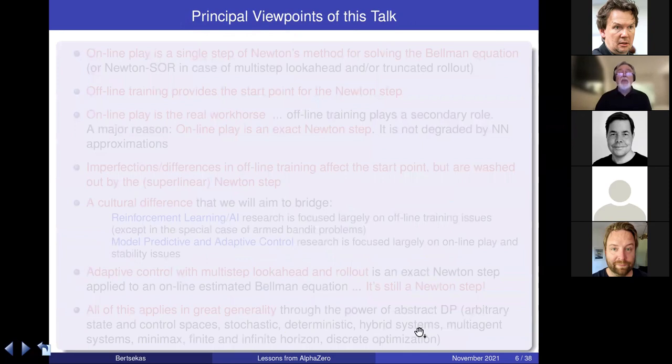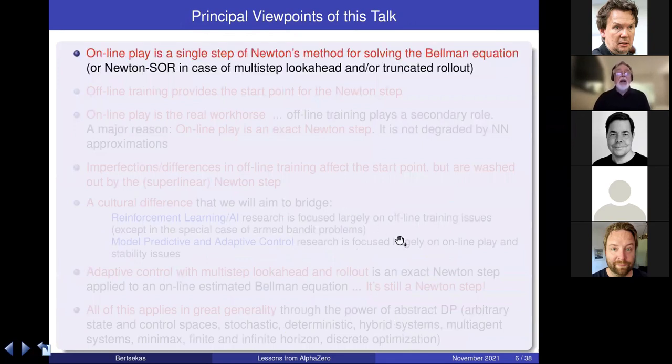So here are the principal viewpoints of this talk. I'm going to show you that online play is just a single step of Newton's method for solving the Bellman equation associated with the problem, the dynamic programming problem. This is true for one-step look-ahead. In the case of multi-step look-ahead, the Newton step is preceded by some value iterations. In the parlance of numerical analysis, this is called a Newton SOR method. It's a well-known method with a lot of literature. SOR stands for successive over-relaxation. So online play is a Newton step. Offline training, on the other hand, provides the starting point for the Newton step.